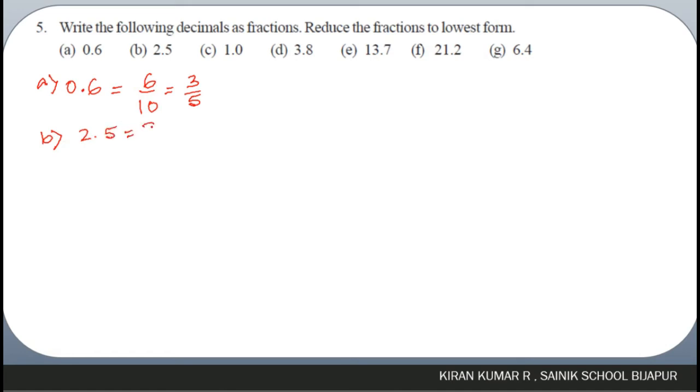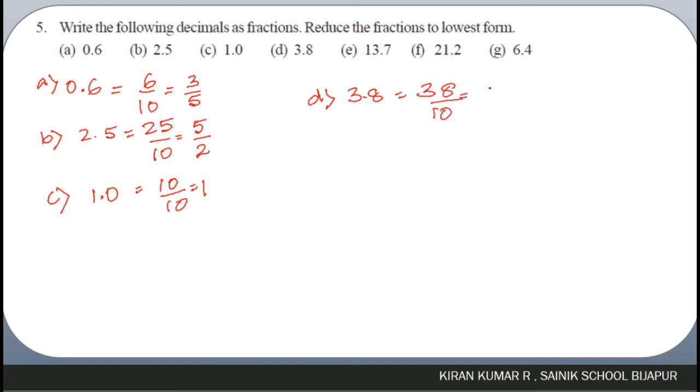The second one is 2.5, which is 25 upon 10. Both are divisible by 5. 5 times 5 is 25, 5 times 2 is 10, so we get 5 by 2. And the third one is 1.0, which is 10 by 10, which is equal to 1. In the next one, we have 3.8, which is 38 upon 10. On simplification, we get 19 upon 5, because both numerator and denominator are divisible by 2.